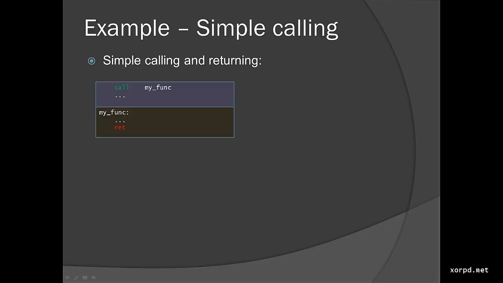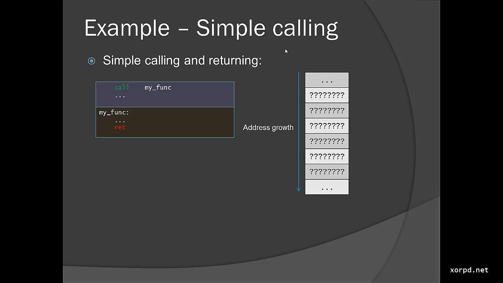Let's take a look at a simple example of calling a function and returning from a function. This is a pretty simple code. We have here some location where we call myfunc, and in myfunc we have the ret instruction, which is supposed to go back here. We mostly care about what happens with the stack at this point. So let's begin with a drawing of the stack.